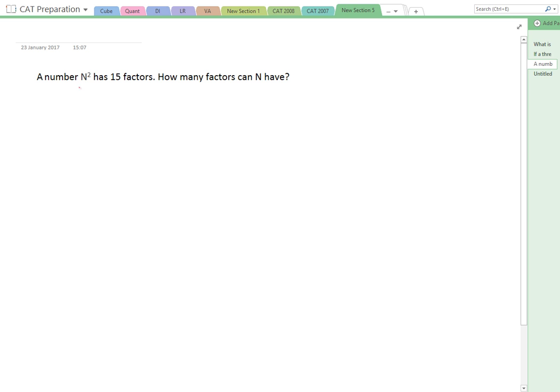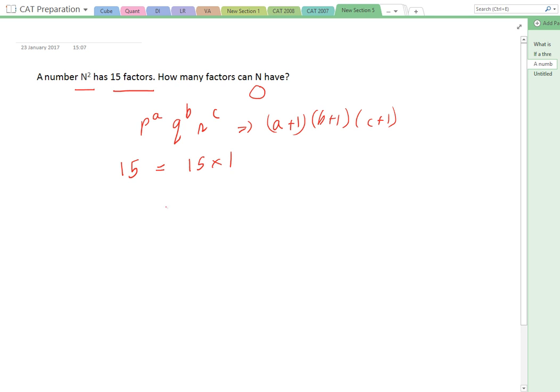Here we have been given that a number n square has 15 factors, and we need to identify how many factors will n have. Now, we know that if a number can be factorized into prime factors in the format p to the a, q to the b, r to the c, then the number of factors becomes a plus 1 into b plus 1 into c plus 1, and so on. So here, the number has 15 factors. So 15 can be written as either 15 into 1, or it can be written as 5 into 3.